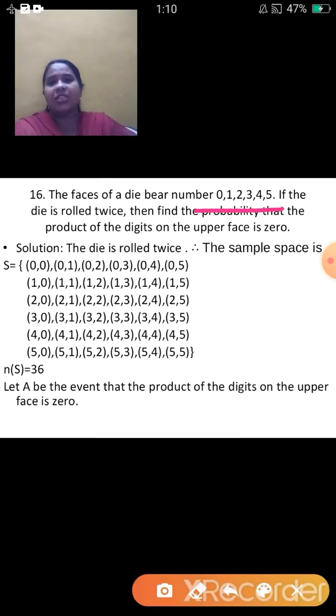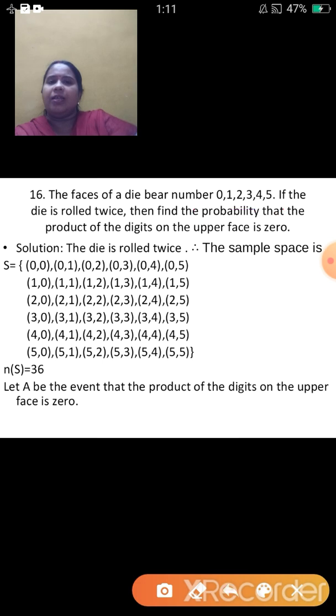So there is a difference in forming the sample space. See how it can be done. What is to be done? First consider 0 on all the faces of the first die and the remaining numbers on the second die. So 0 is repeated six times, and on the second die we will repeat the numbers 0 1 2 3 4 and 5. See this, 0 1 2 3 4 and 5. This is the way we will write the sample space for this.